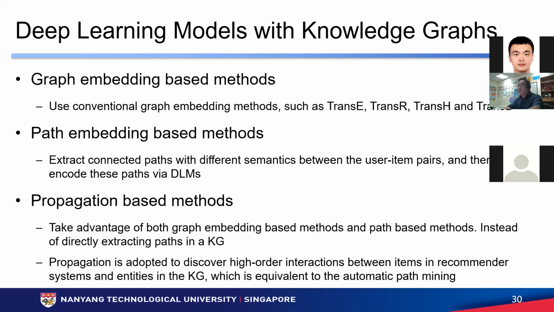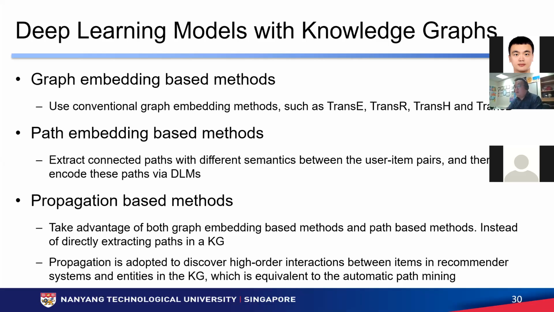And then for the knowledge graph, there are basically two types of ways to leverage the knowledge graph in deep learning models. One is the graph embedding based method. These methods use the conventional graph embedding methods like TransE and TransR, which we're very familiar with. Another type of approach is the path embedding based approach. Basically, you extract the connected paths in the knowledge graph, and then try to encode those paths using deep learning models. For example, the meta paths we heard about before will be encoded by the deep learning models.